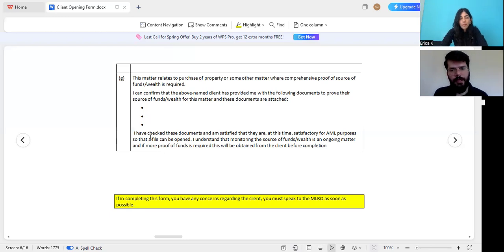So, and then I have checked these documents and I'm satisfied that they are at this time. Basically you're providing a certification that yes, you've checked all of the documents. This matter is ready to go, proceed forward. If in completing this form you may have any concerns regarding this client, you must speak to the MLRO as soon as possible. You should not delay any single moment. You should not even delay a moment's time to go to your MLRO, designated person, to say, I haven't identified this, and can you please advise further action?